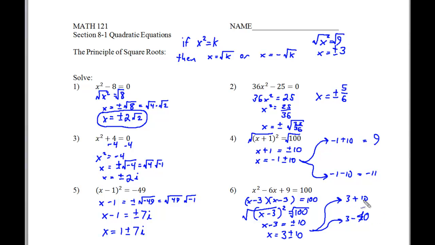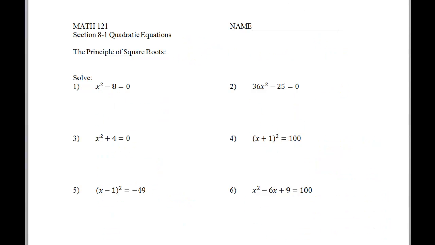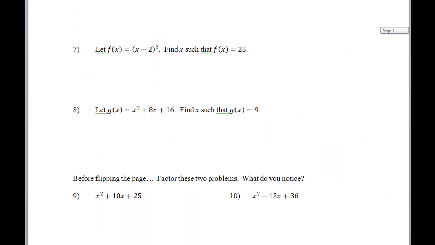So that gives me 3 plus 10, which is 13, and 3 minus 10, which is going to be negative 7. And those are my two answers there. Okay. A couple more things here. Problem number 7 and 8 is just the same way of doing the problems that we've done before, except that we are going to show a different way to write it.